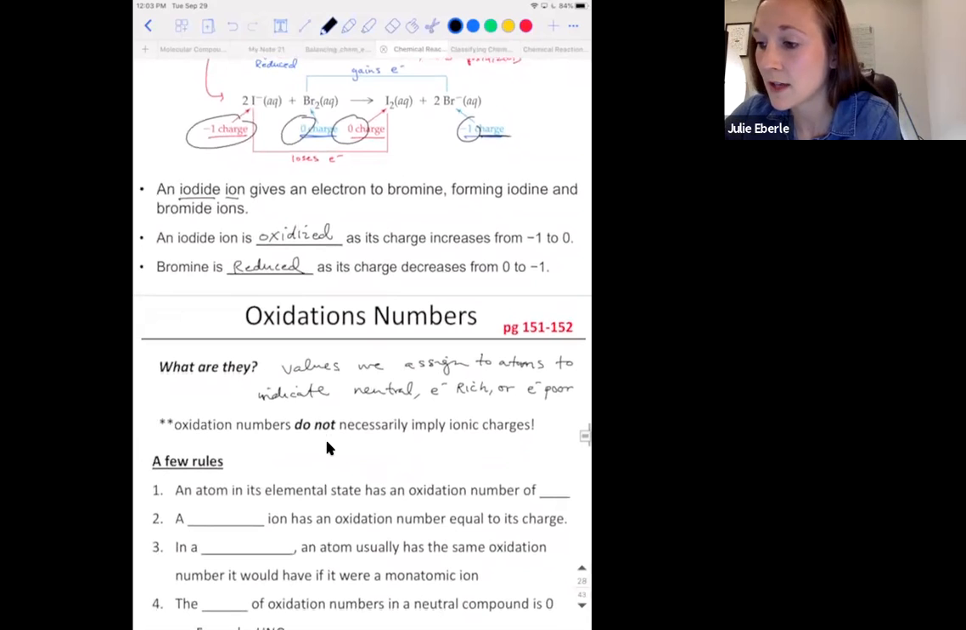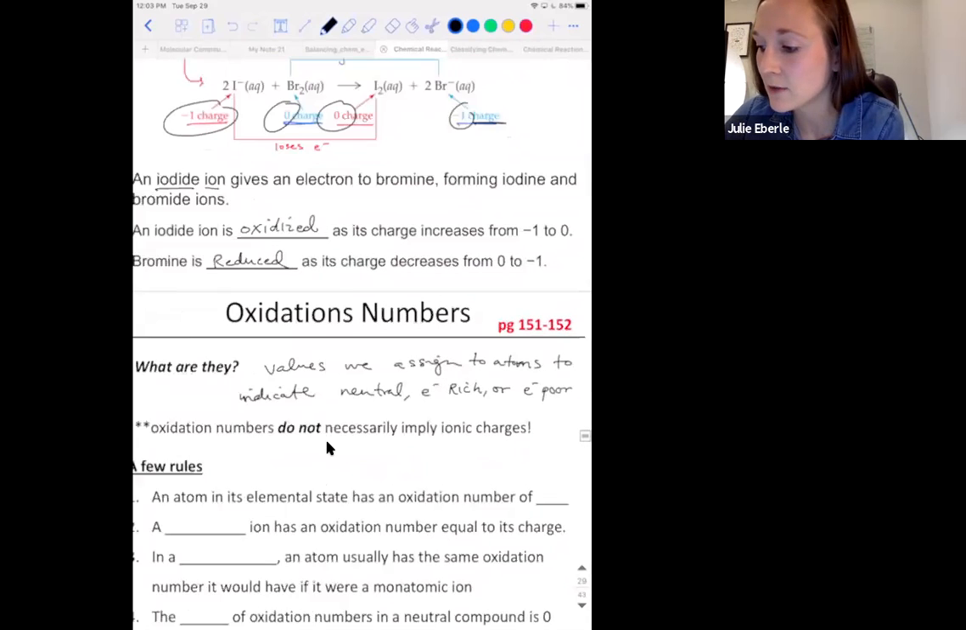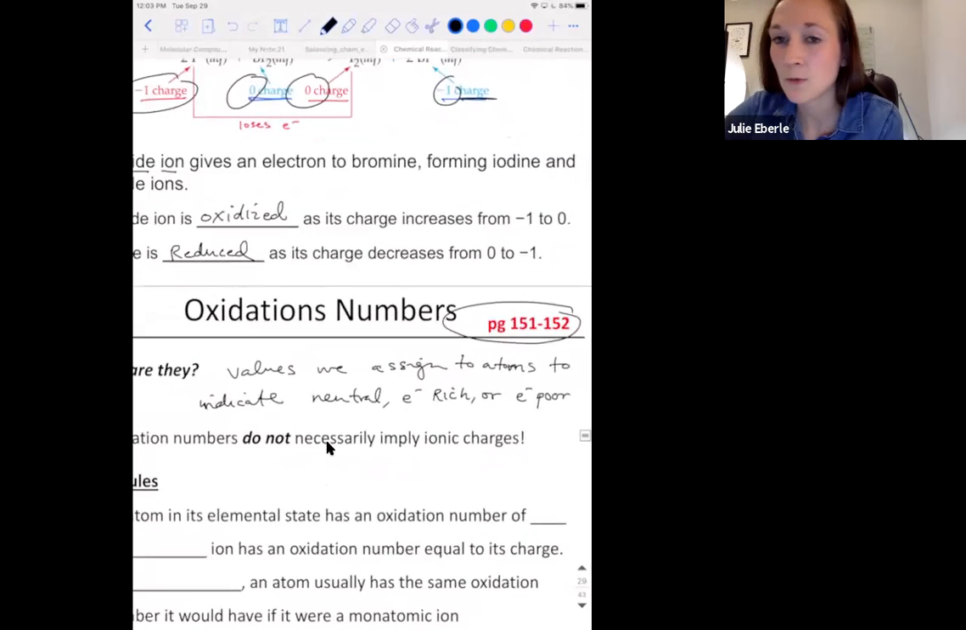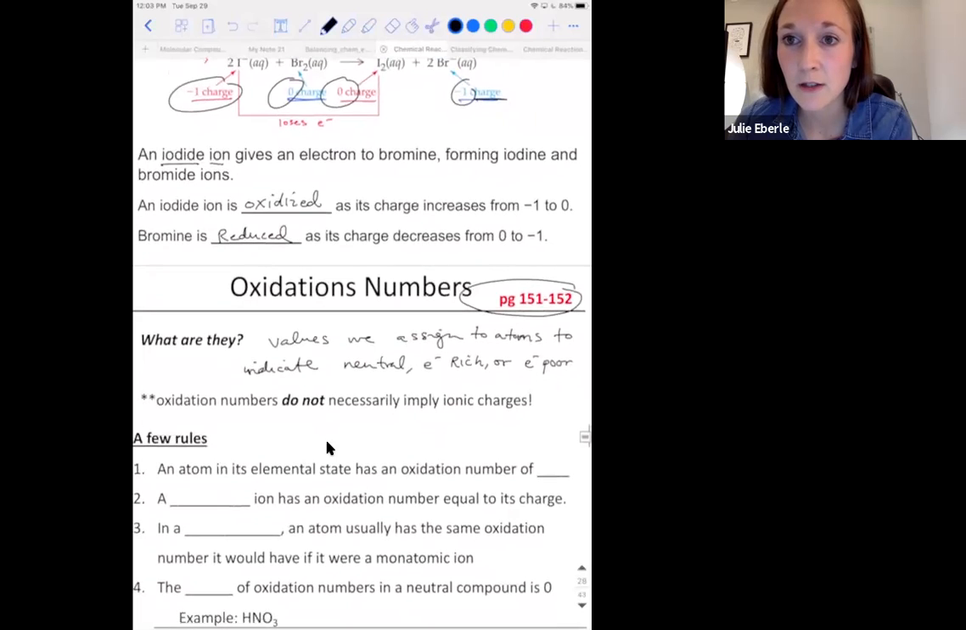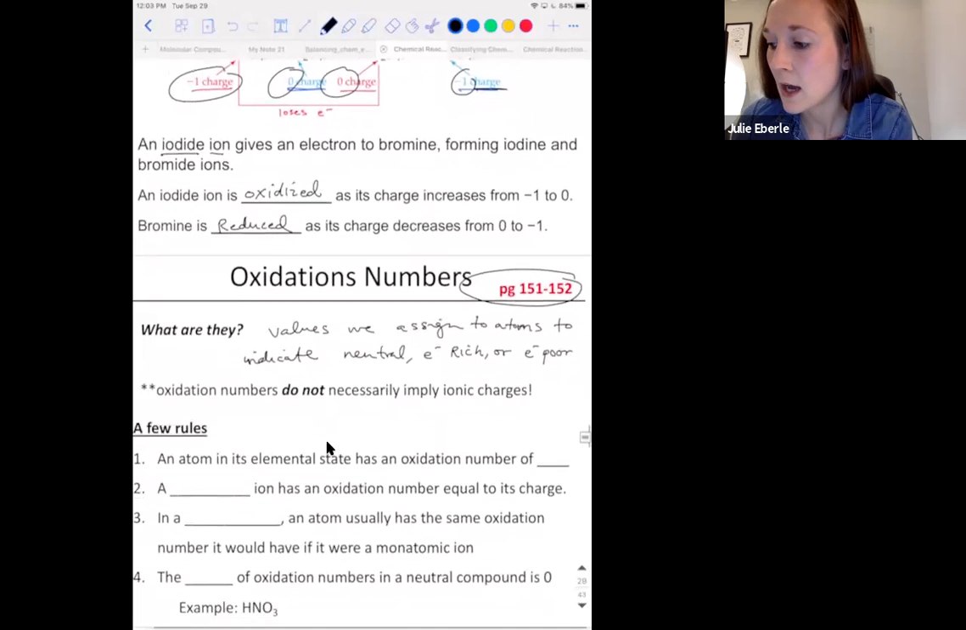Now, here's what I'm going to say. We're running out of time. We have 2 minutes left. You need to go read pages 151 and 152 in your textbook. This is where your textbook talks about oxidation numbers, okay? Because we're not going to have time to really finish this, I'm going to fill in the blanks on this slide, and then we're going to be done. I want you to go read those pages, okay?